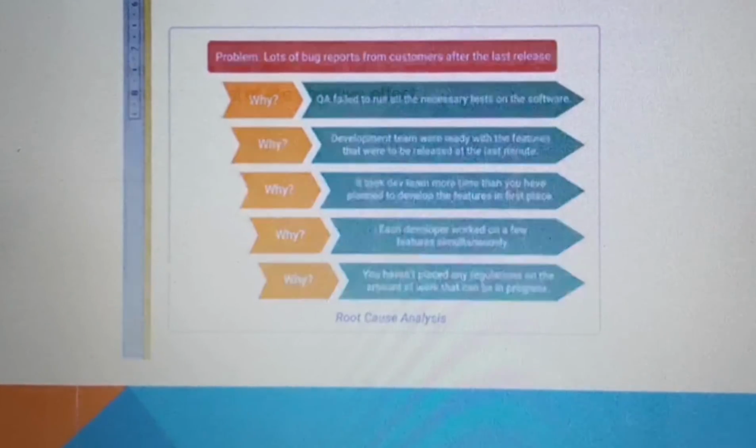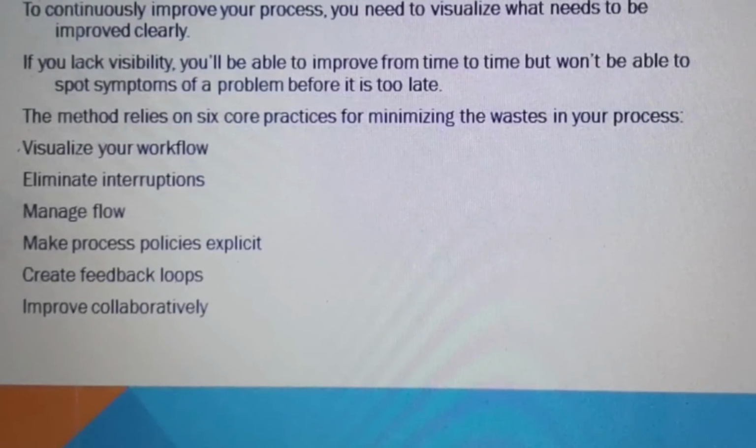So next is the Lean Kanban. This Lean Kanban is not popularly used in the Philippines, or maybe there are some companies who are using this, but this is not really common, or maybe they use a different term. So the Lean Kanban is a way of visualizing what needs to be improved clearly. So it needs a visualization of what happens in the processes within the business.